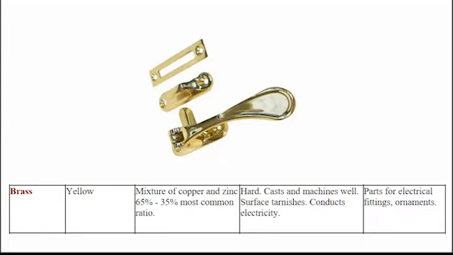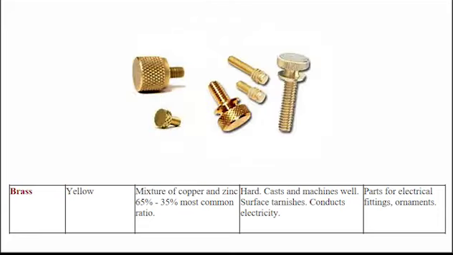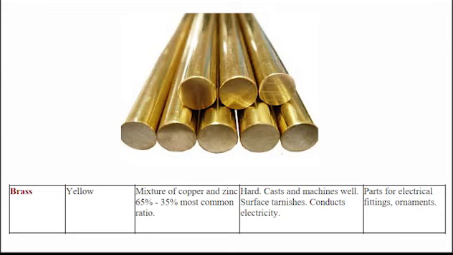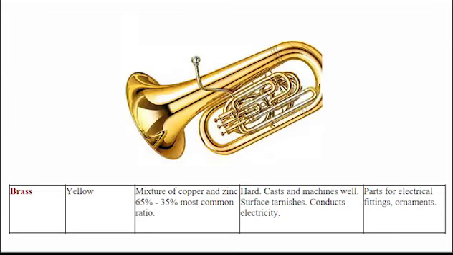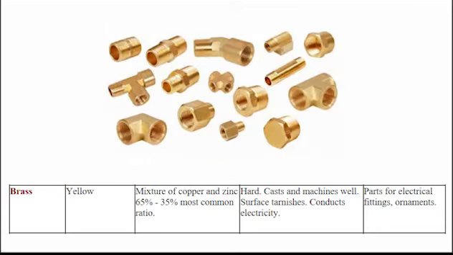Brass is an alloy composed of 65% copper and 35% zinc, which is the most common ratio. It casts and machines well, although the surface tarnishes when exposed to air. Brass is a good conductor of electricity. It is often used for electrical fittings, musical instruments, ornaments, and decorative fittings such as door handles.